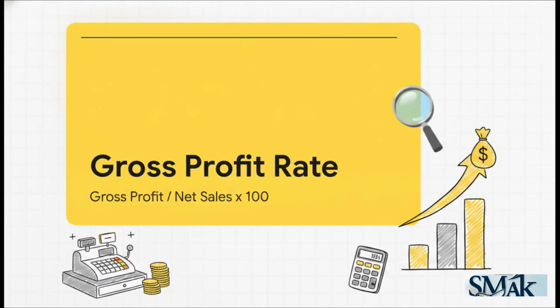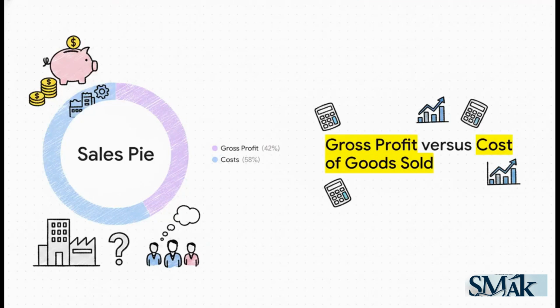Next, we move to the gross profit rate. Now, you probably noticed we didn't have gross profit listed directly in our initial table, but it's super easy to find. We just subtract our 350,000 cost of goods sold from our 600,000 in net sales, which leaves us with a gross profit of 250,000. We then take that 250,000, divide it by our 600,000 net sales, and multiply by 100. And this brilliantly illustrates exactly how the sales pie is sliced.